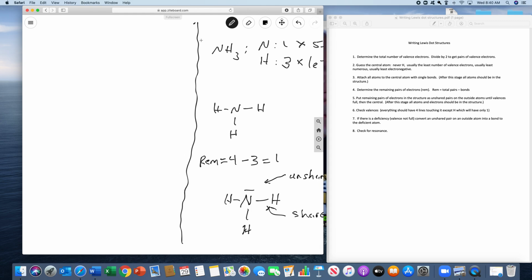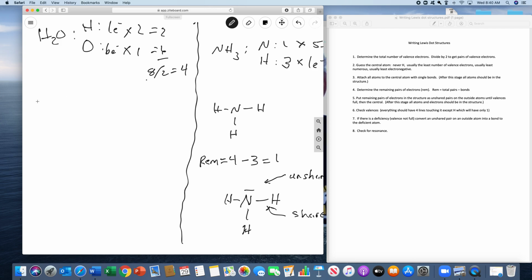All right, let's try water. And again, you guys can try these on your own. So this would be water. We have hydrogen and we have oxygen. We have 1 electron and we have 6 electrons. There's 2 hydrogens. There's 1 oxygen. So 2 and 6.